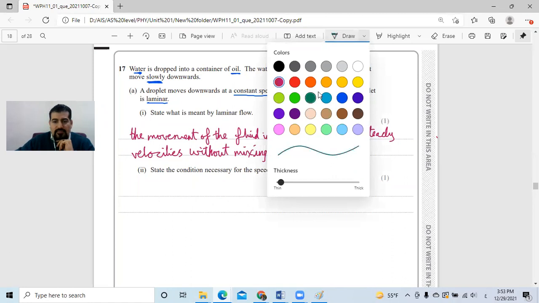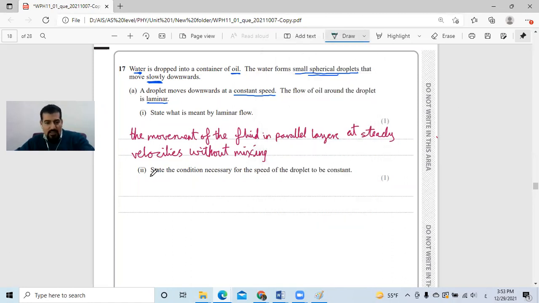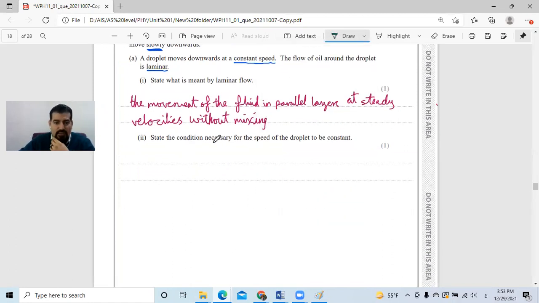Next. State the condition necessary for the speed of the droplet to be constant.